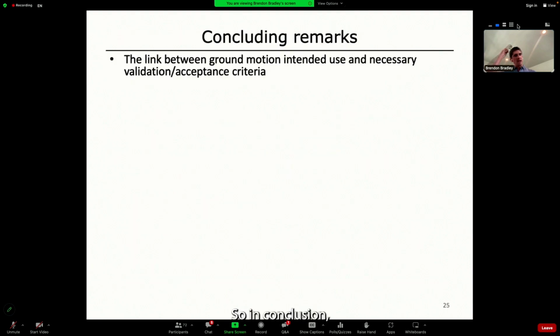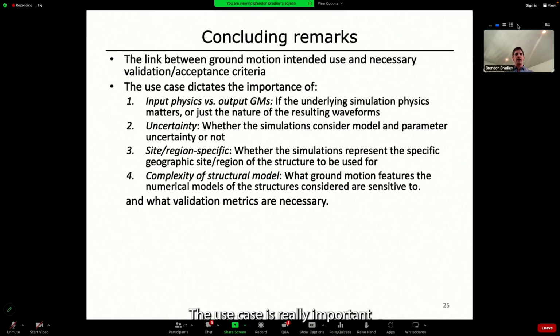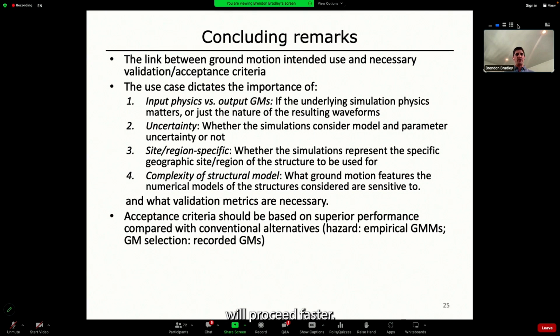So in conclusion, I've touched on the link between the intended use and the necessary validation or acceptance criteria. The use case is really important because it allows us to focus on these features. Our simulations are not perfect, but that doesn't mean that we can't use them for certain use cases as we slowly develop them. And those use cases will help accelerate the feedback loop that ultimately means that our advancement of those will proceed faster.